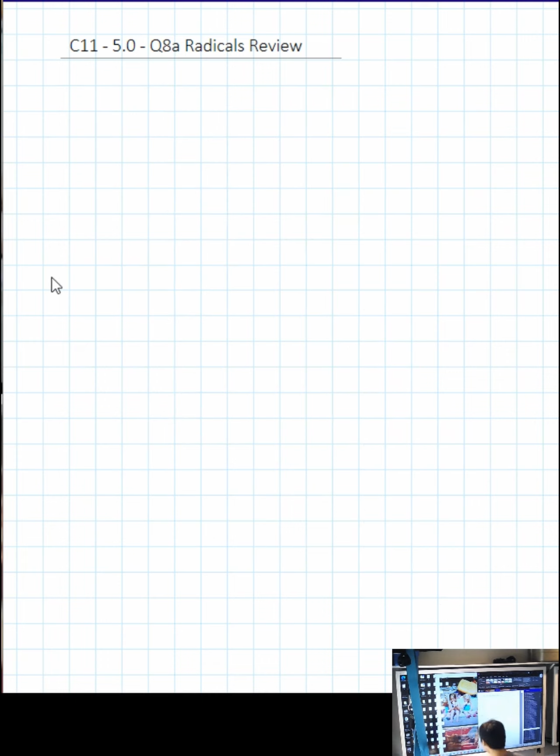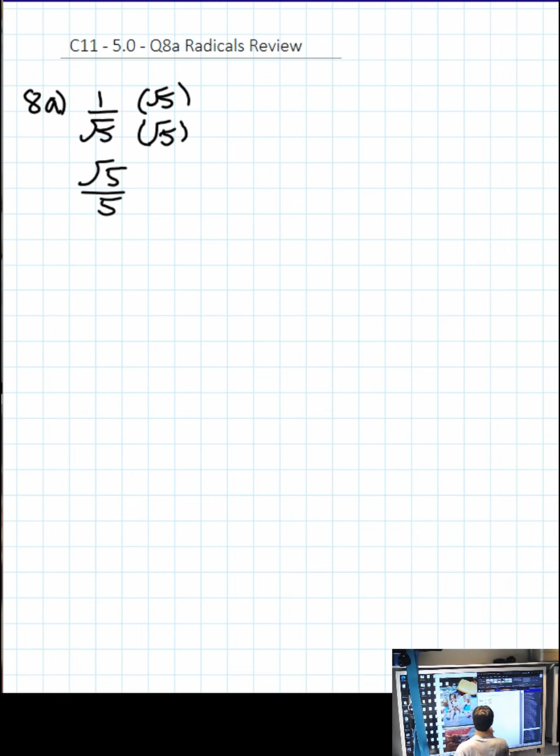Okay, we have 8a, rationalize the denominator. So we have 1 over root 5. In order to rationalize the denominator, we're going to multiply the top and the bottom by root 5. 1 times root 5 is simply root 5, and root 5 times root 5 is simply 5. Let's check our answer on the calculator. So circle our answer first of all.